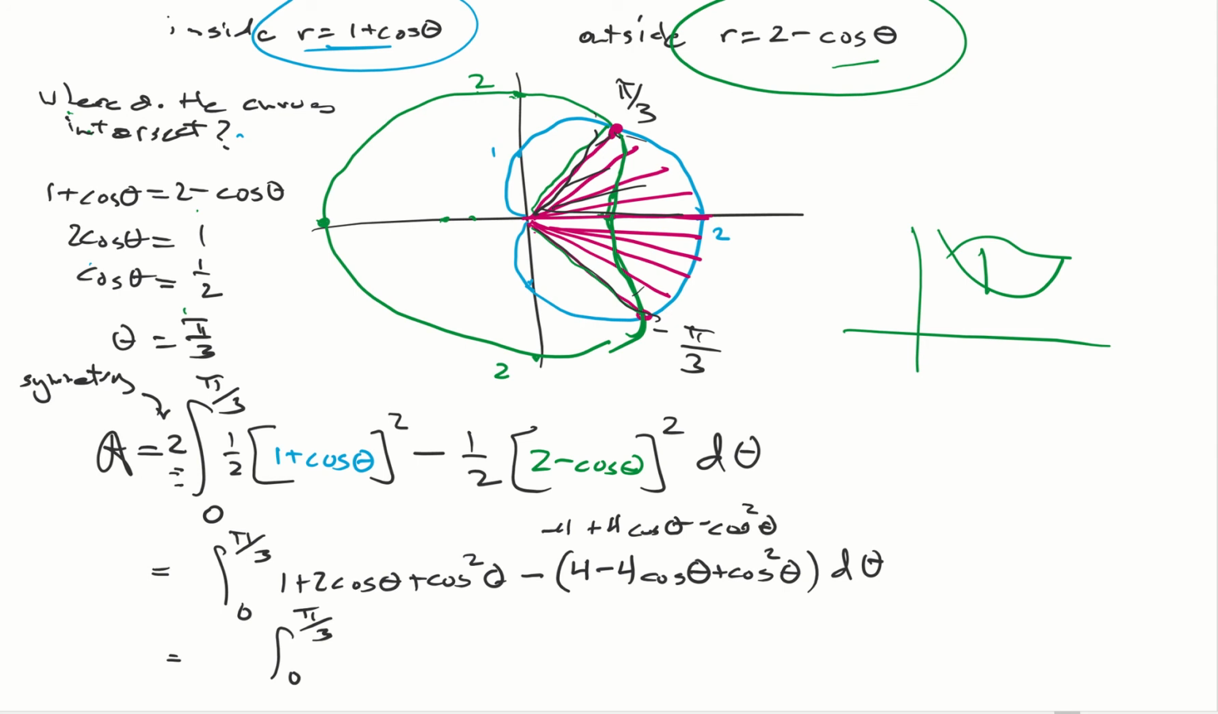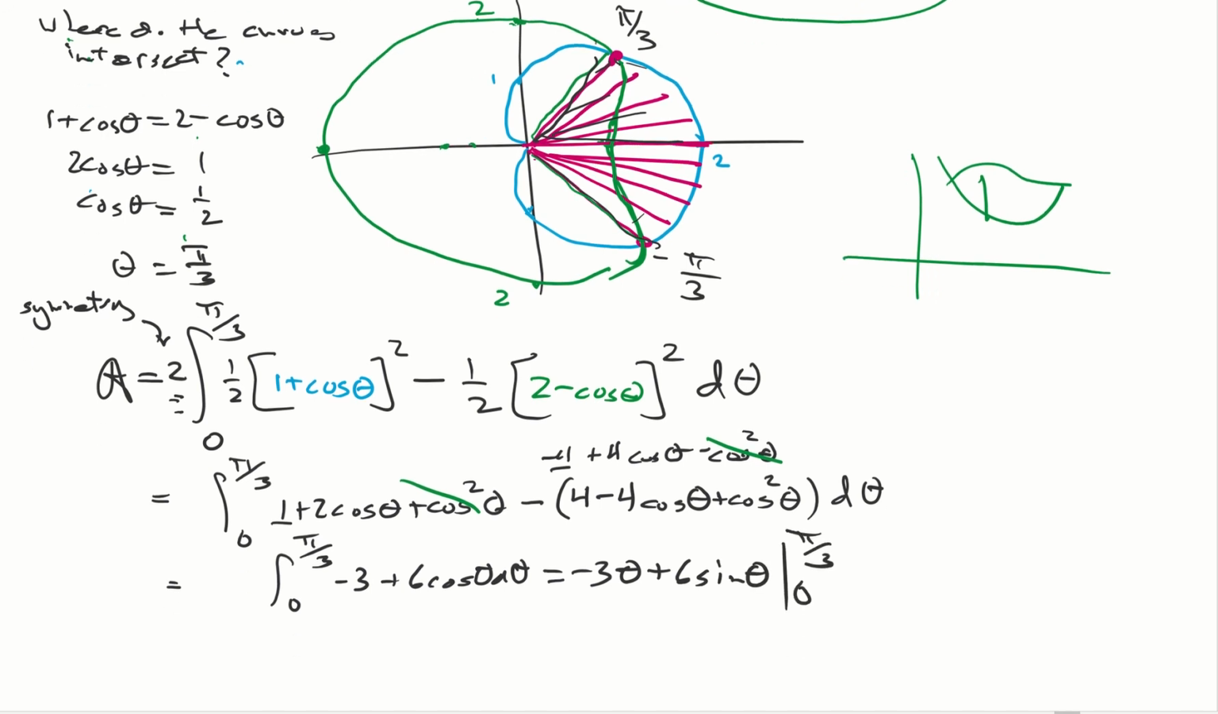And what I was looking for was cosine squared minus cosine squared. Yeah, cool. Easier. But we've got 1 minus 4 is minus 3. That's this guy with that guy. And then we have 2 cosine plus 4 cosine is plus 6 cosine theta d theta. Integrate. We're integrating, so we're going to get minus 3 theta, and then we're going to go plus 6 sine theta from 0 to pi over 3.